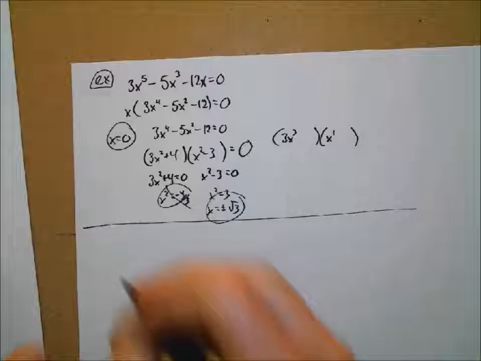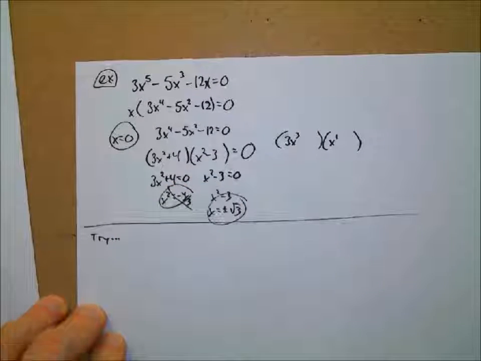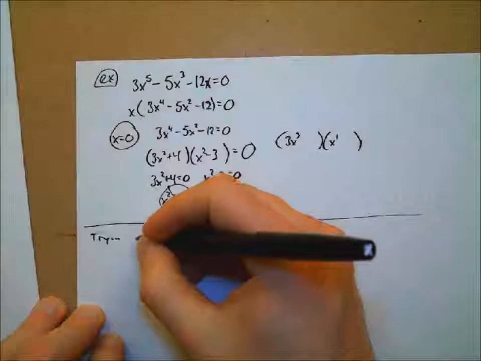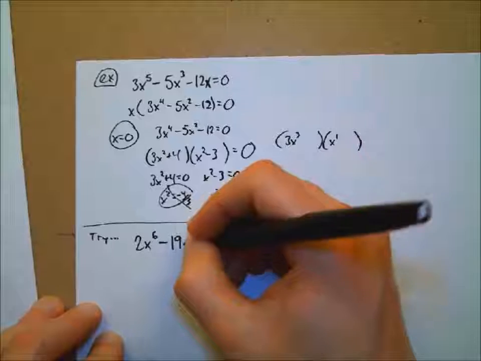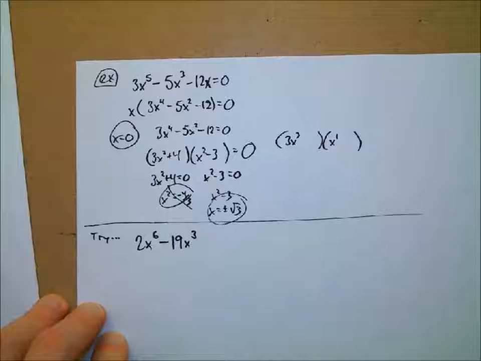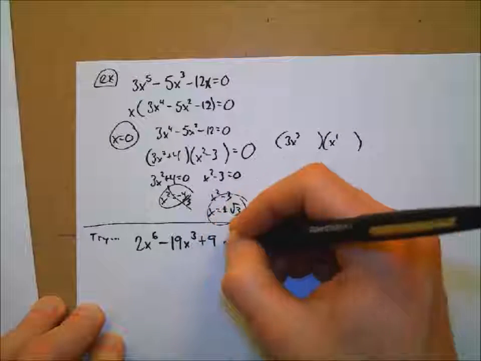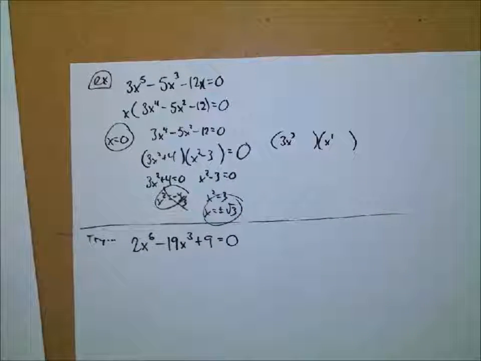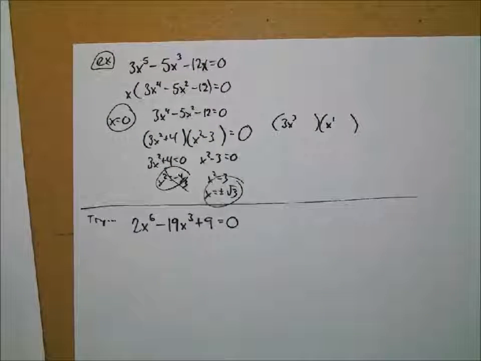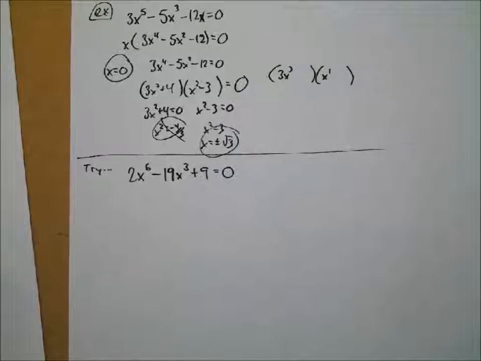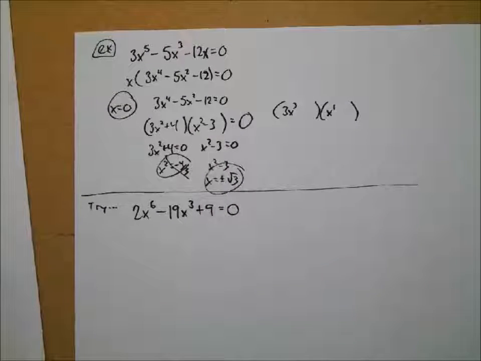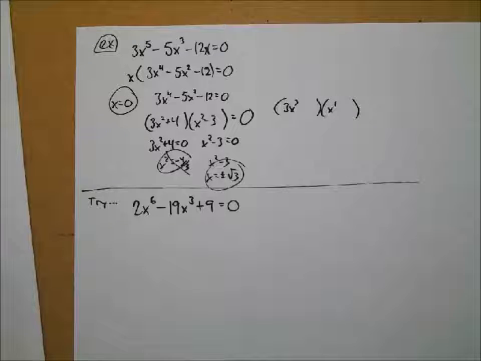Okay, here's one for you to try. 2x to the 6th minus 19x cubed plus 9 equals 0. Okay, so there's one for you to try. See what you can come up with there.